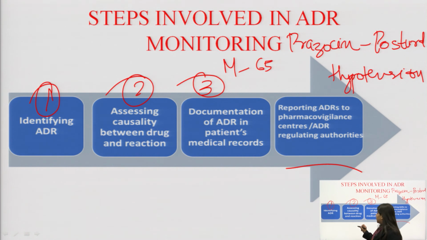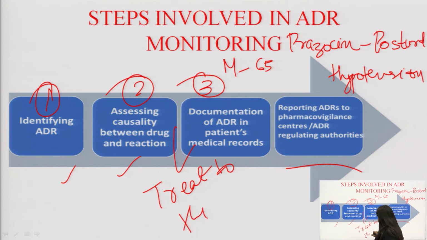If the patient is being taken care of, for example, prazosin causing postural hypotension, we will withdraw the drug. We have to take care, or we will give what? We will give some antagonist. The primary step is to first identify the ADR and assess the causality, what is the reason behind the ADR, and then before step 3 we have to treat the patient. We have to make sure that the patient is no more suffering from the ADR.